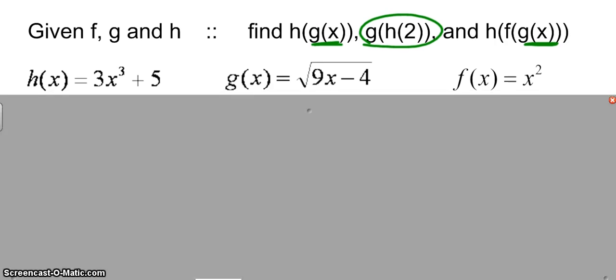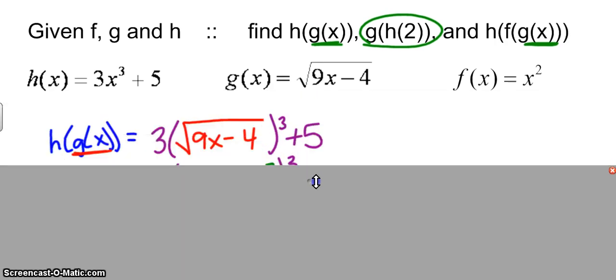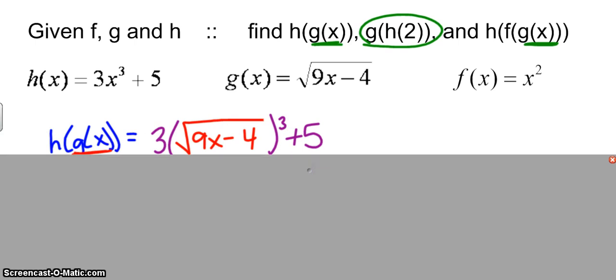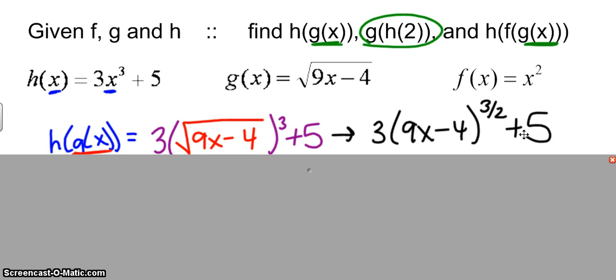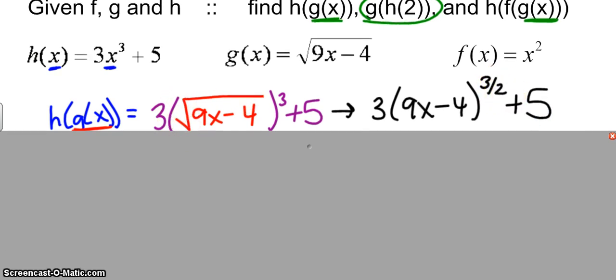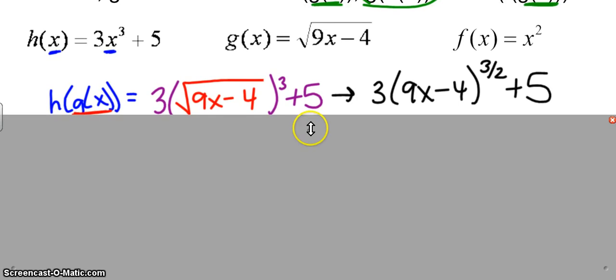Alright, time to reveal those answers. So, starting with h of g of x, started by taking g of x, which was this square root of 9x minus 4, and I plugged it into h of x. So everywhere I saw an x, I substituted in g of x. Now, I would say you can leave that for right now. You could also simplify that to be 3 times 9x minus 4 all to the 3/2 power plus 5, because the square root gets written as the 2 in the denominator of your exponent.